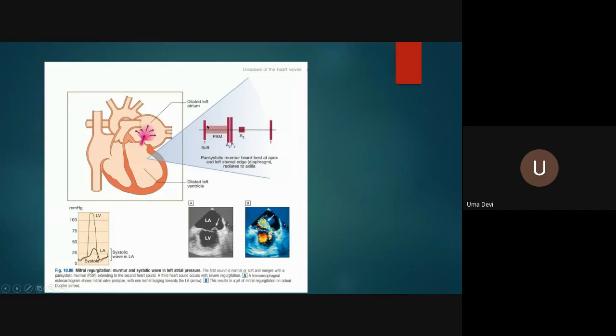Usually this pansystolic murmur radiates to the axilla and back. Usually the leaflet involved is the anterior leaflet. If the posterior mitral leaflet is involved, the radiation is not to the axilla but to the base of the heart, that is around the pulmonary area. When you see the echo, the left atrium is so big, and the LV is also dilated. And if you see the blood flow, there is a regurgitant blood flow into the left atrium. So this is the picture in Davidson.